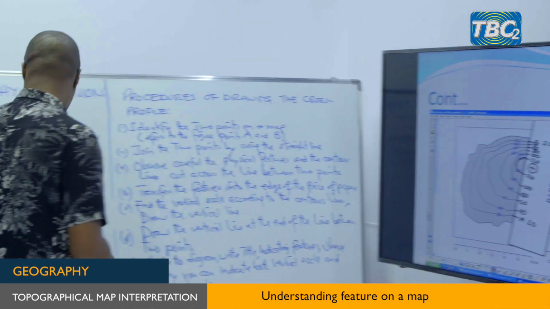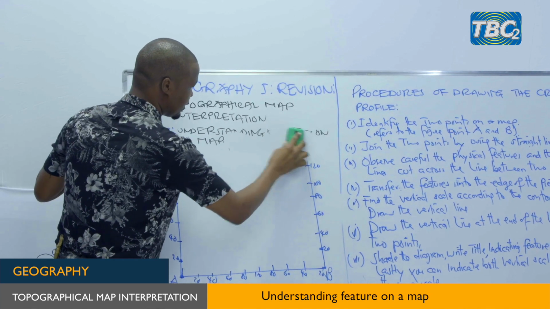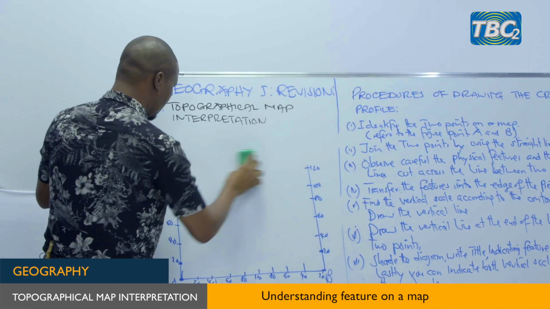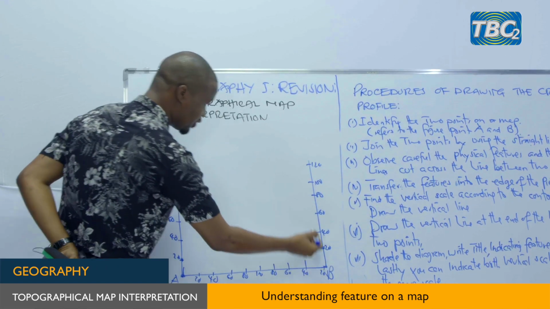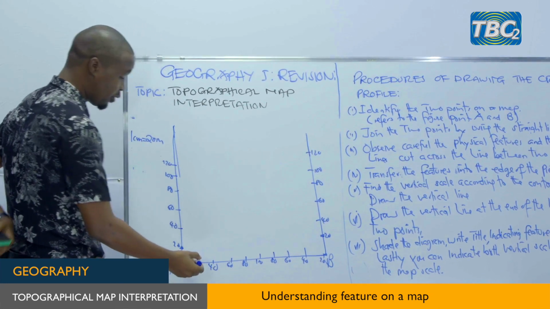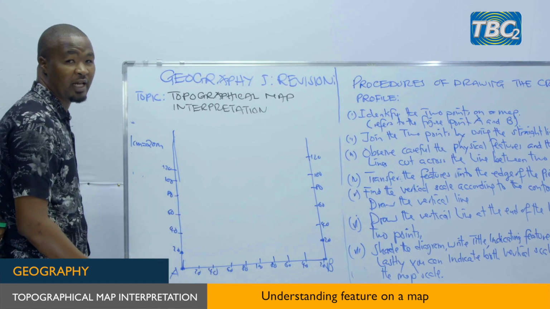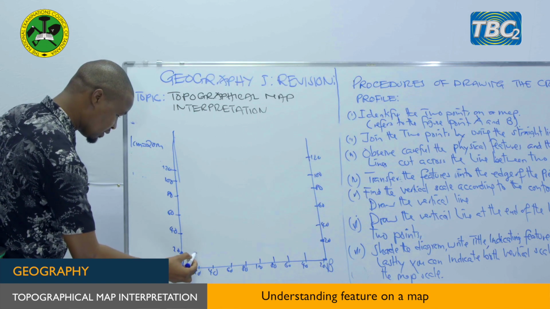So after drawing the two lines at the end, of the 2 points between your line, you have to make sure you join the 2 points according to the contour interval that cuts across the line, you see?